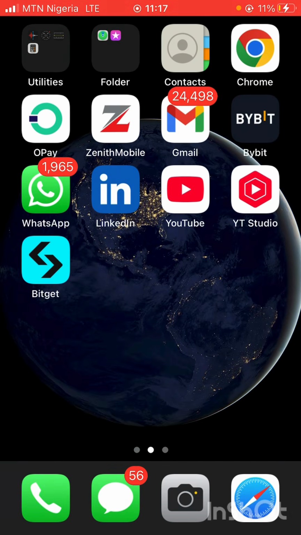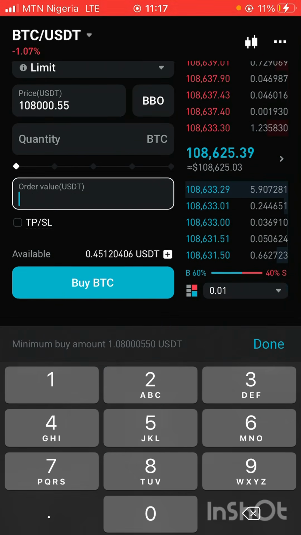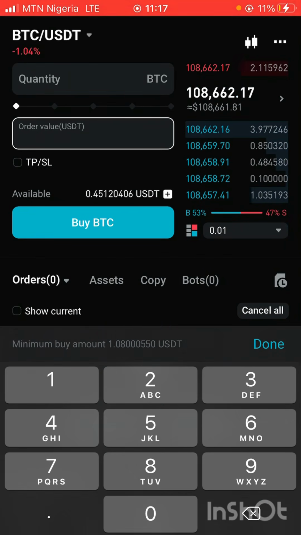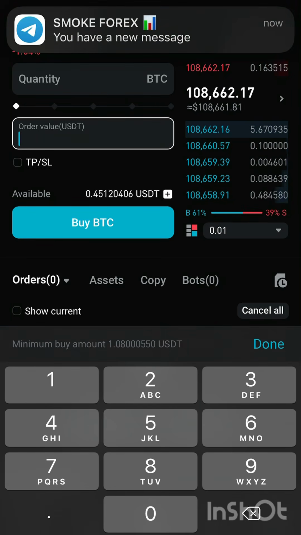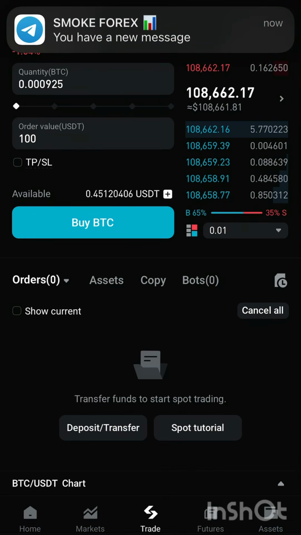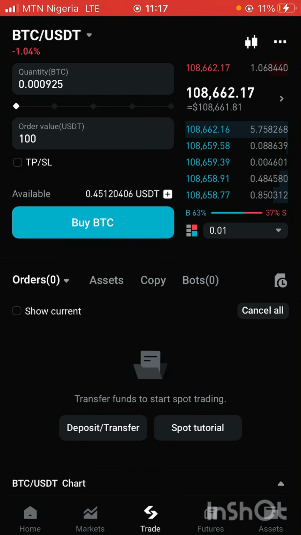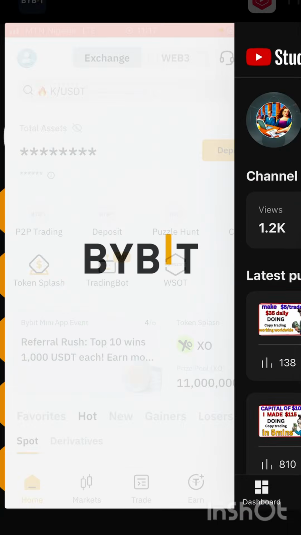So let's go back to where you can buy this BTC. If you come right here on this platform, this is where you're going to start buying this BTC. Let's say I want to start this whole process with just 100 USDT. If I put in here 100 USDT, I'm going to be getting 0.00925. That is the amount of BTC I'm going to be getting on this platform.